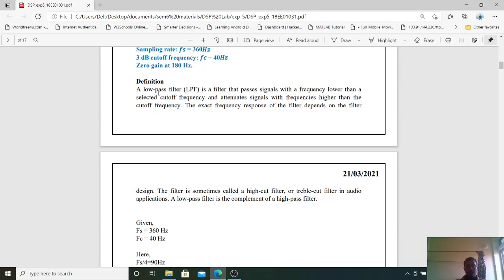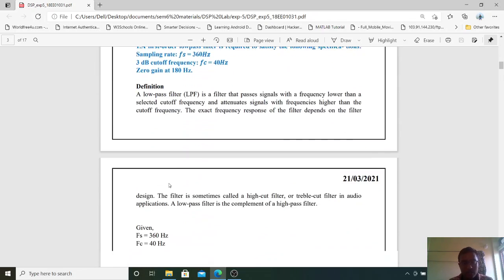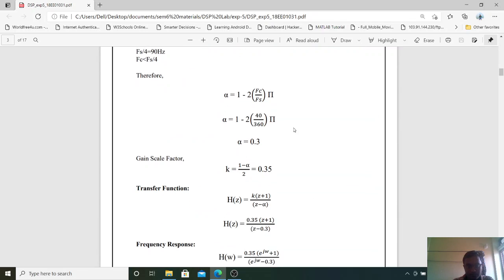Now we are designing the first filter, the low pass filter. In the low pass filter, the transfer function will have 1 zero and 1 pole, and its frequency response will be similar to a low pass filter: it will pass the low frequency components and attenuate the higher frequency components of the input signal. So this is the transfer function of a low pass filter.